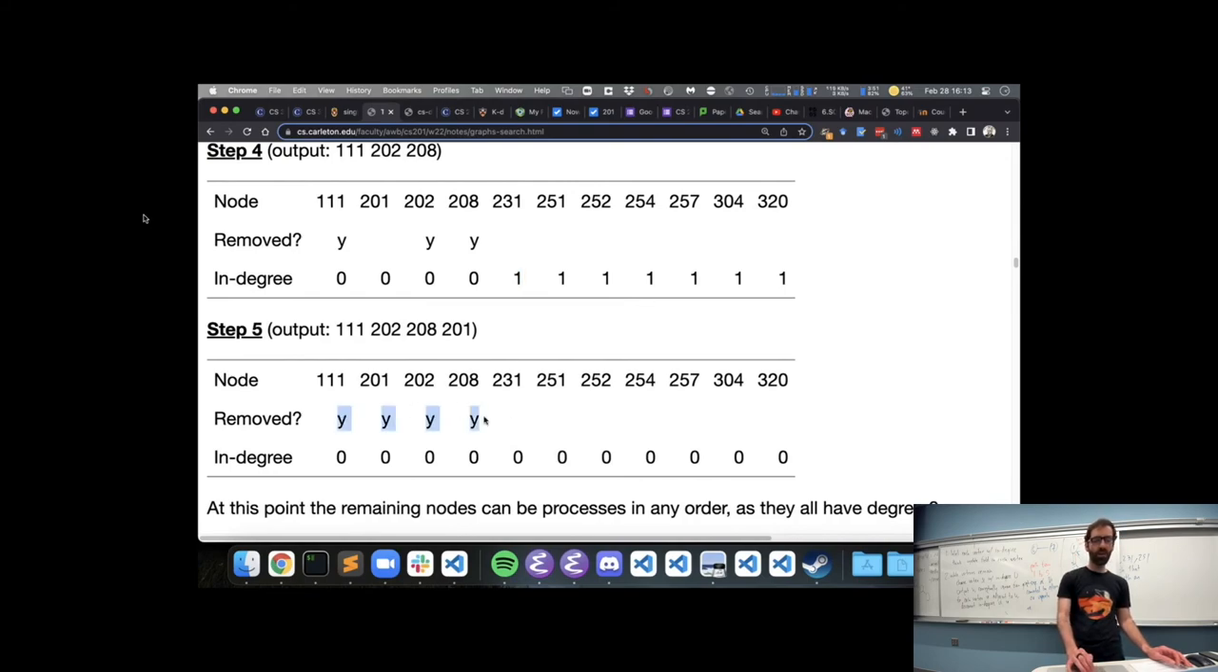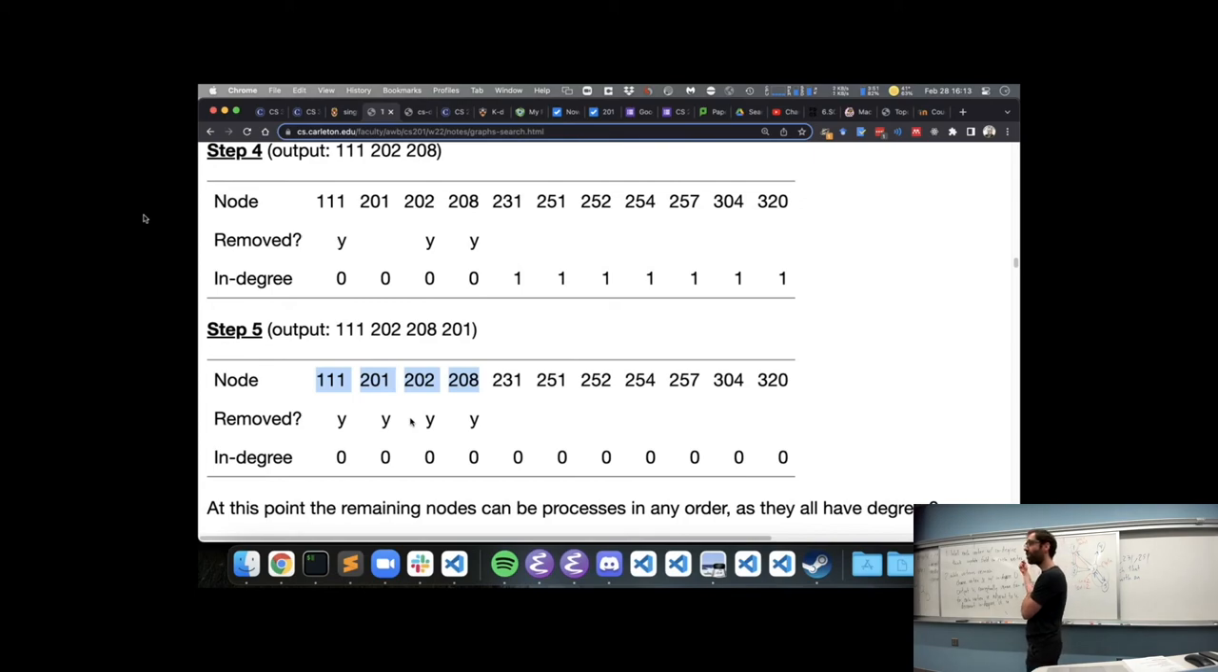And once we have processed our first four nodes here, all the other remaining nodes have in-degree zero, and we would go through them in whatever order. Does that make sense? All right, so we have an algorithm.